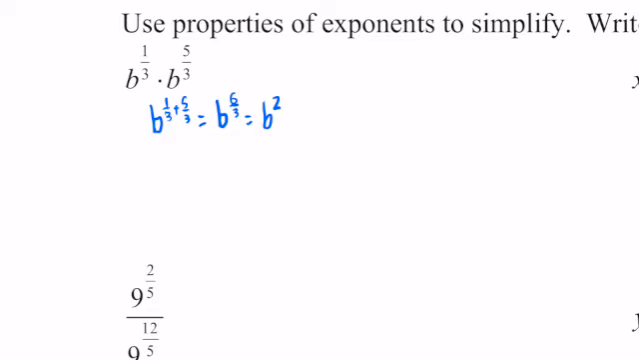If we look at 9 to the 2/5 divided by 9 to the 12/5, when you're dividing, you subtract the smaller exponent away from the larger exponent. Subtracting 2/5 from 12/5, we're left with 9 to the 10/5 in the denominator. And we would have a 1 on the top. 10/5, 10 divided by 5 is the same as 2. So we have 1 over 9 squared. 9 squared is 81. So 1 over 81 would be our answer.